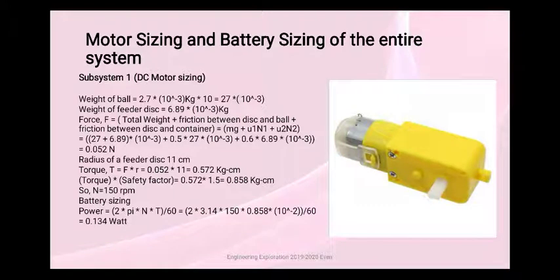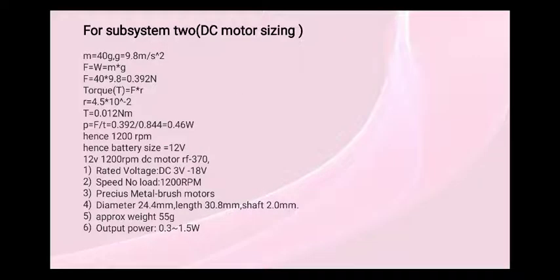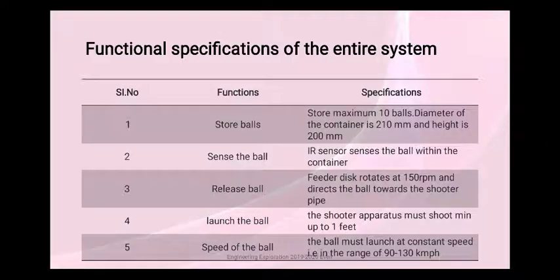Next is motor sizing and battery sizing. As mentioned earlier, we need 3 DC motors. We calculate the net weight that these motors are going to bear, and using this data, we calculate the torque and power required to run this motor. This is a calculation for the motor which is used to rotate the feeder disc. This is the calculation for the DC motor which is used to rotate the wheels. Here are the function specification of our entire system.